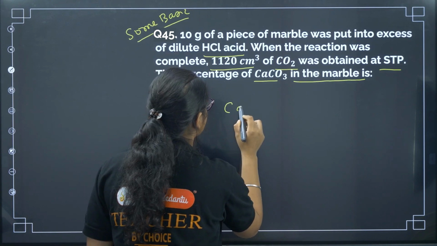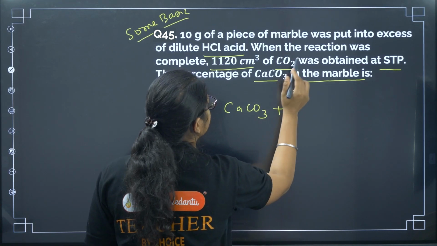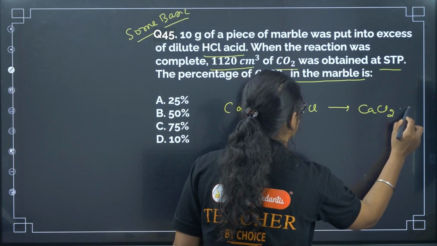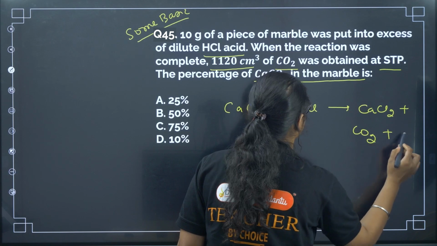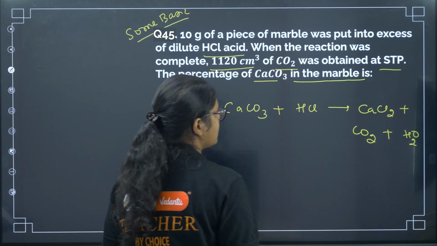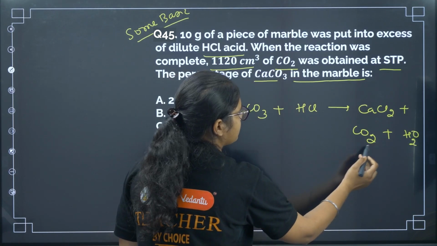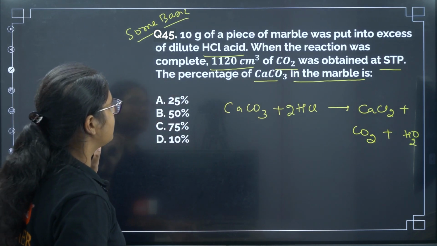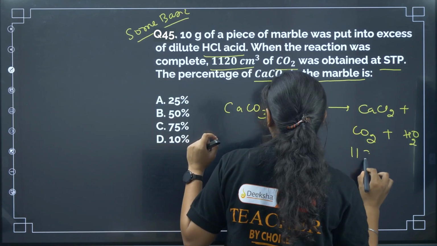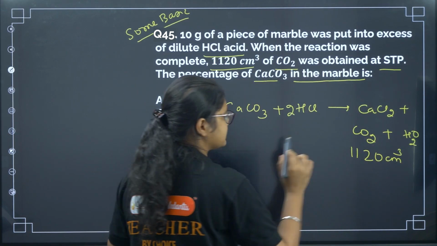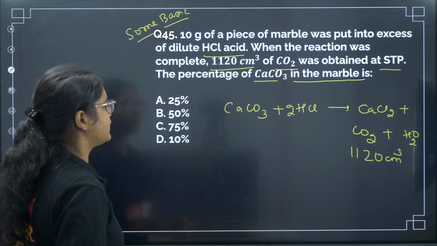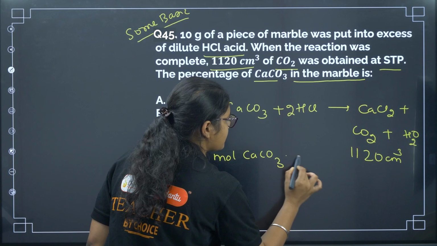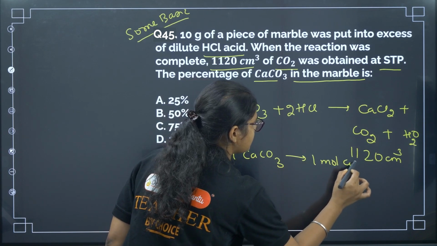So what is happening? Calcium carbonate was put in excess of HCl to form CaCl2 plus CO2, and then we will have water, right? Now if we balance this reaction, we have 3 oxygen, 2 hydrogen. So this is the balanced reaction. Now the question is asked from this one, 1120 centimeter cube of carbon dioxide is produced. Now if you see this reaction, from 1 mole of CaCO3, 1 mole of CO2 is produced, right?